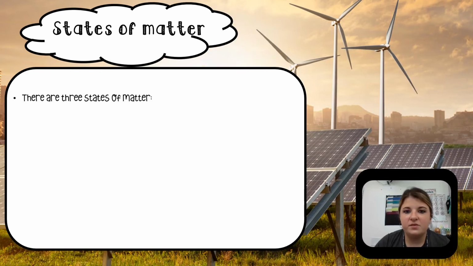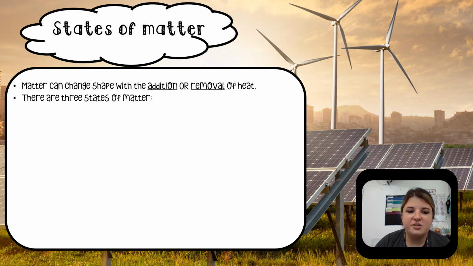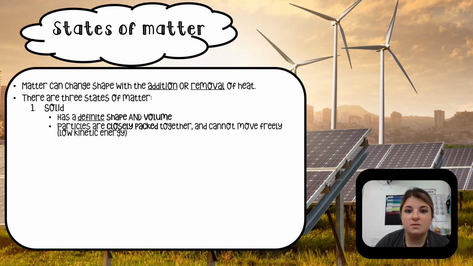Our last section for this unit is the states of matter. So you should be familiar with these because you've learned them before. But matter can change shape by adding or removing heat. So our three states are solid, which has a definite shape and a definite volume, meaning that it's always going to be the same shape and take up the same amount of space.